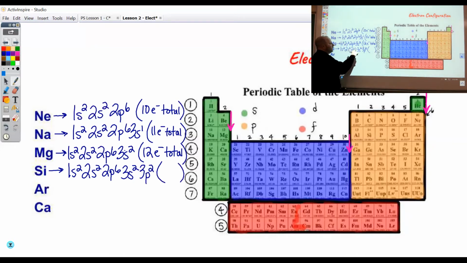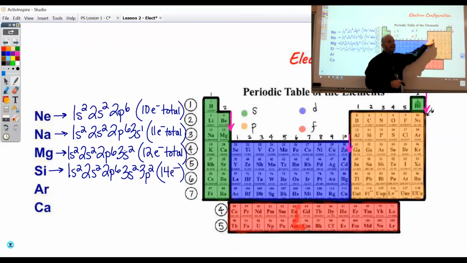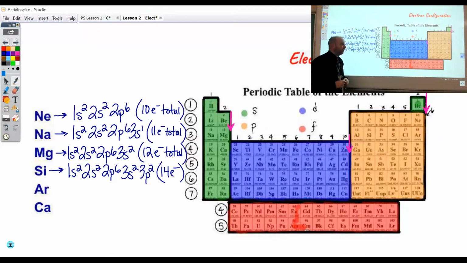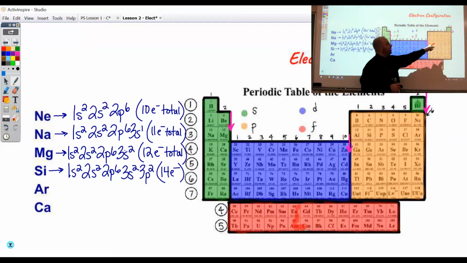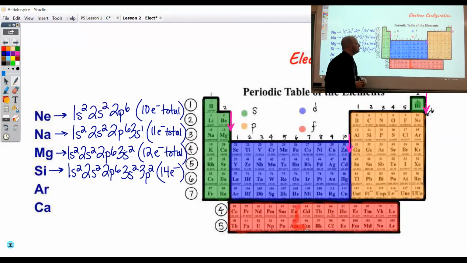Notice 2, 4, 10, 12, 14 electrons, and Si is element number 14. Okay, let's skip all the way to argon, which is all the way at the end of that energy level.